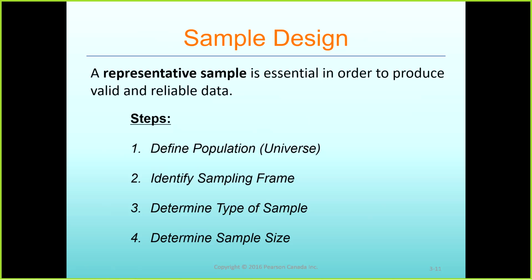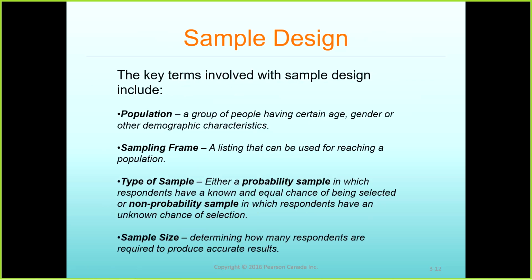So let's look at these terms and what they mean. So population, right? A group of people having certain age, gender, or again, what we talked about yesterday, which is really important now when you look at marketing research, is the demographics, right? The characteristics of the demographics is really important. The frame itself, a listing that can be used for reaching a population, right? A certain sampling and how you can get this. In other words, a frame, what exactly you're going to do to get that.